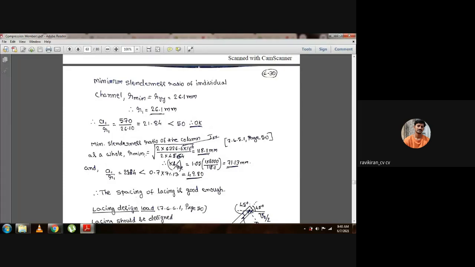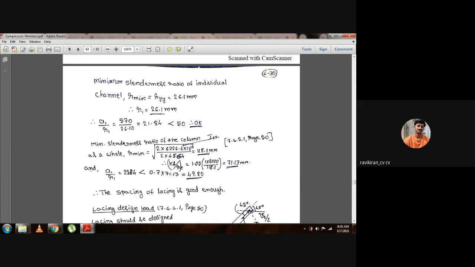Same way, let us check minimum slenderness ratio of the column. How to check? We know that R is equal to square root of I by A, moment of inertia to area. So two channel sections are there, 2 into moment of inertia of channel sections divided by 2 into area of that channel section will give us 118.1 millimeter. We need to increase this value by 5%. So KL by R effective is equal to 1.05 times the actual KL by R value, that is 71.13 millimeter.